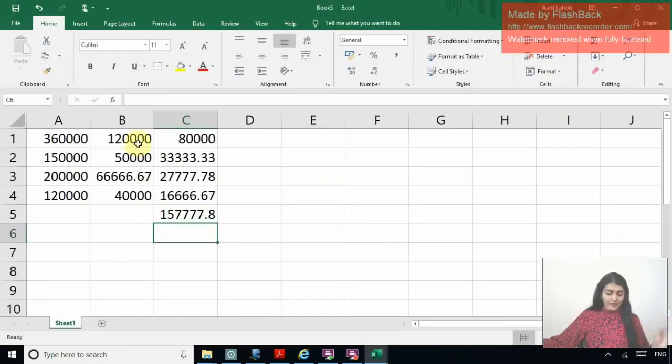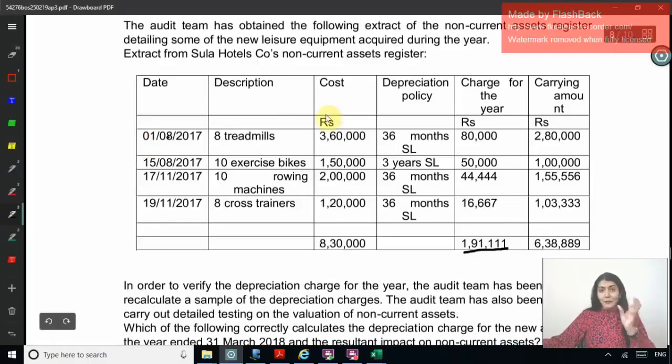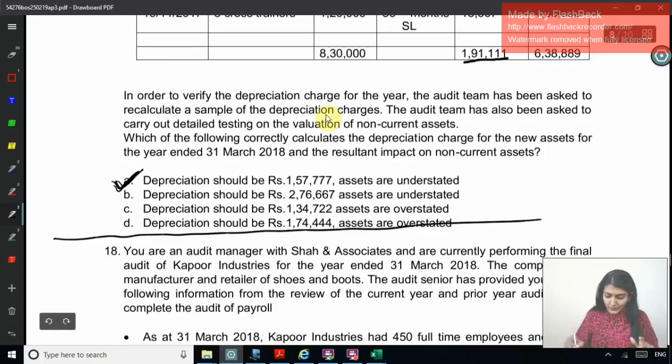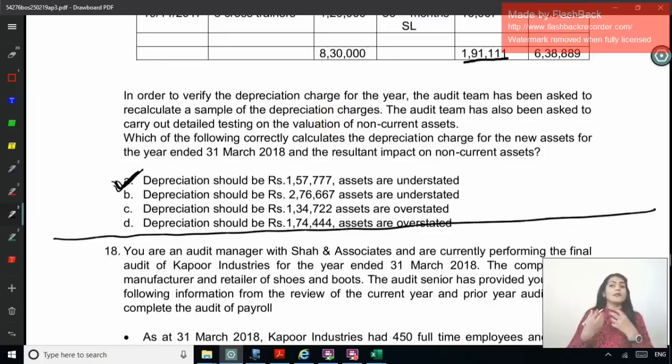Did everybody get this working? First, divide by 3, because it's given for 3 years, and then proportionate in the year of addition, depending upon the month of acquisition. So that's an interesting question, but it's going to take a lot of time. So you better do MCQs in the beginning of the paper and also at a very good speed.